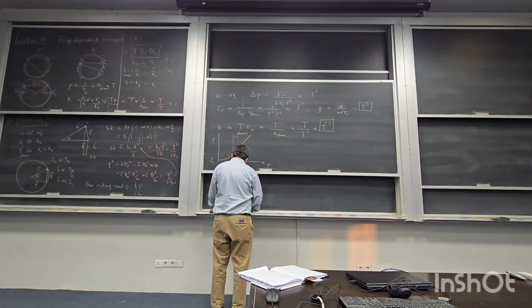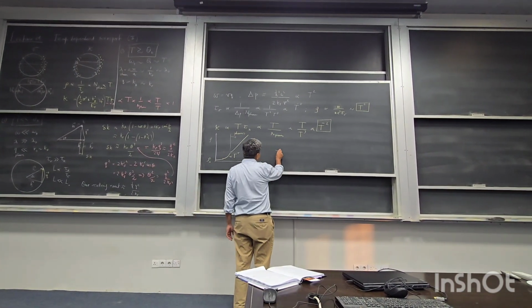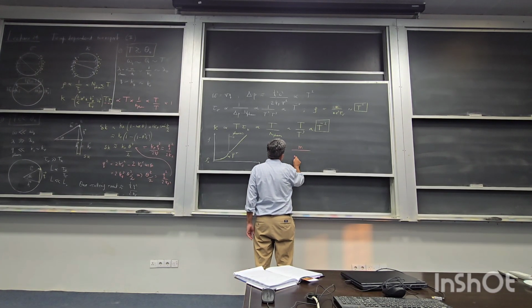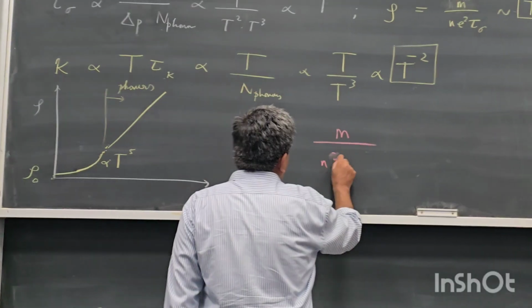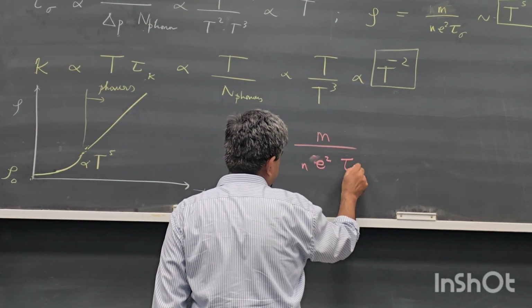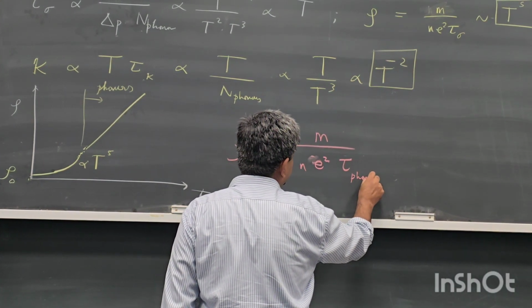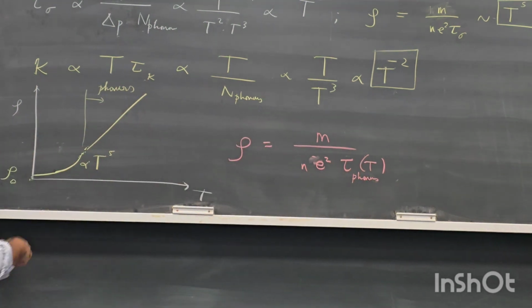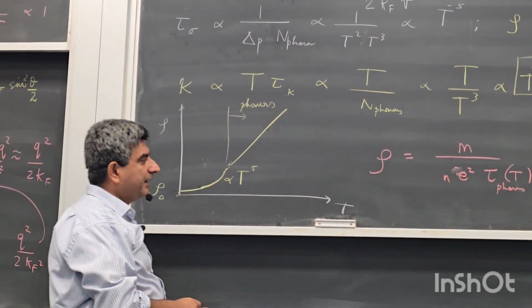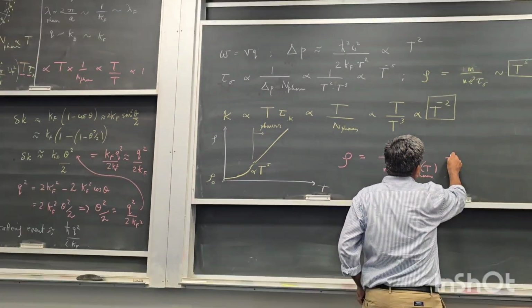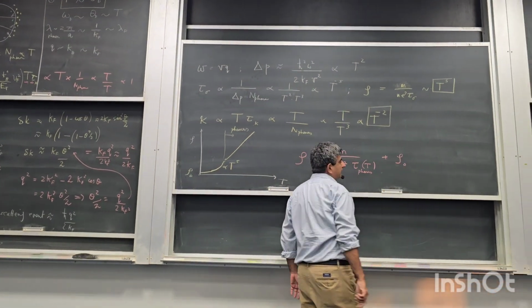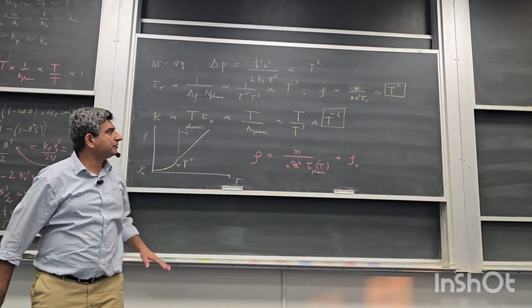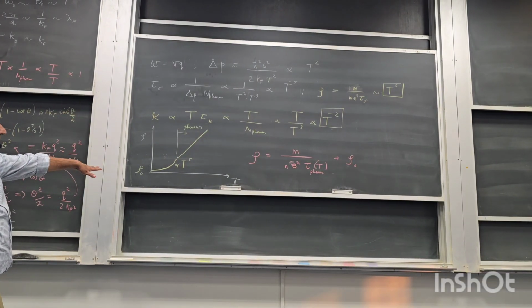And you could also say that the resistivity is m over n e square tau due to phonons, which is temperature dependent, which describes this part of the graph, plus some intrinsic resistivity due to impurities. So this is what generally the resistivity plot looks like.